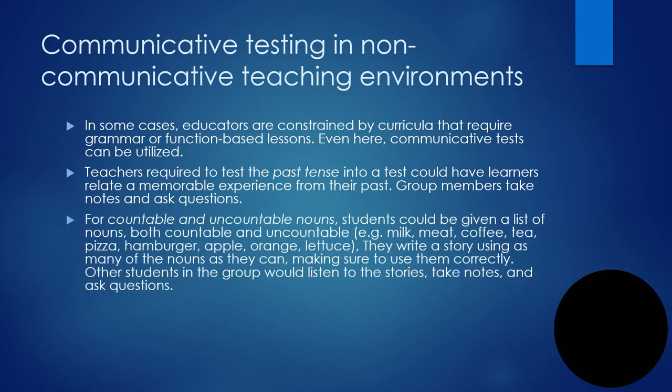For countable and uncountable nouns, students could be given a list of nouns, both countable and uncountable. They could then write a story incorporating as many of those nouns as they can, making sure to use them correctly. Again, other students in the group would listen to their story, take notes, and ask questions. All of this involves authentic communication, unpredictable language output, creative language output, and the skills of speaking, listening, and writing.